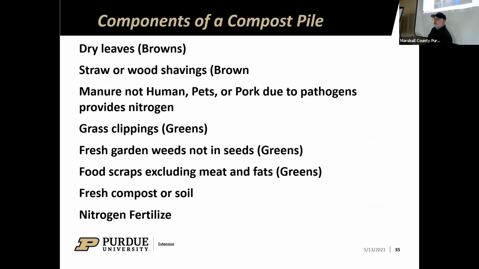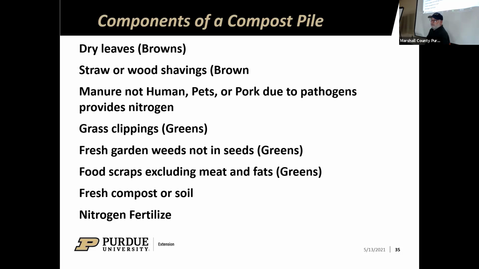So what can we put in a compost pile? The question should be, what can we not put in a compost pile? So we can use dry leaves, straw, and wood shavings as another brown component. These are high in carbon and will decompose naturally, just like I told you Western Kentucky did with the leaves from Bowling Green. It just takes longer because the nitrogen is low, so the microorganism activity will be slower because of lack of nitrogen.